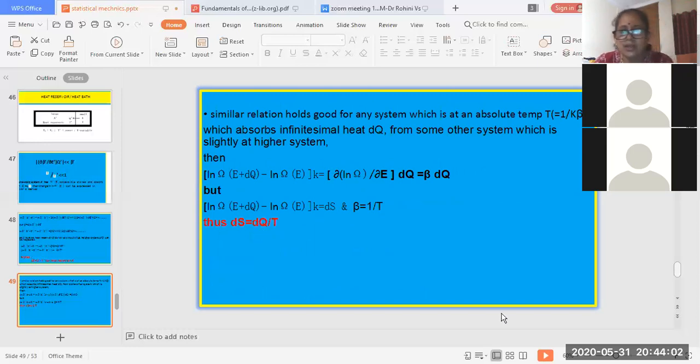So this is about one full question: what is a heat reservoir, give the characteristics of a heat reservoir, and give the related theory. So this completes one full question.